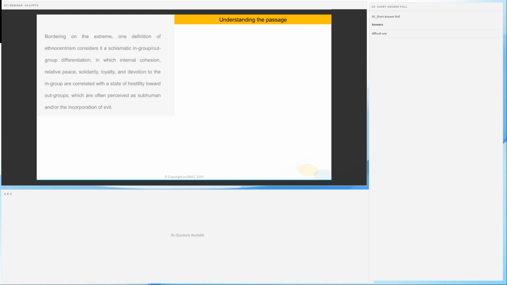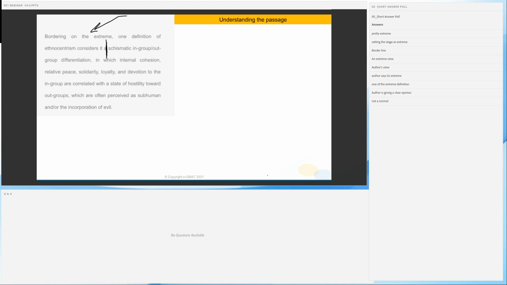So let's start with this. Bordering on the extreme, one definition of ethnocentrism considers it something. I'm going to pause over here. When you see the phrase bordering on the extreme, what do you infer from this? The author is saying it's extreme. The author is saying it's borderline, or in other words, it's not the most precise thing.